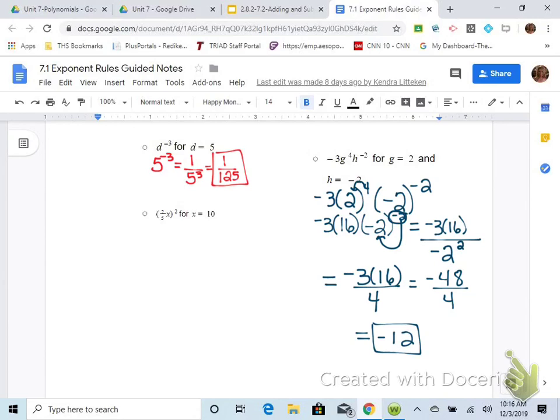Not your lesson? Okay. So now I have 2/5 x to the second power when x equals 10. So what do I substitute? x for 10. Okay. So I'm going to take 2/5 times 10, and this is all in parentheses, and on the outside of the parentheses is my square. Now, think order of operations. What are you going to do first? Parentheses. So what do I do within that parentheses first? 2/5 times 10 is going to equal what?